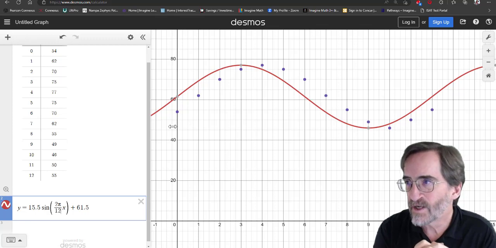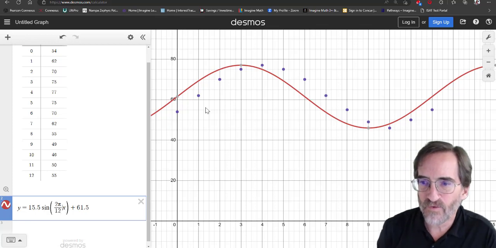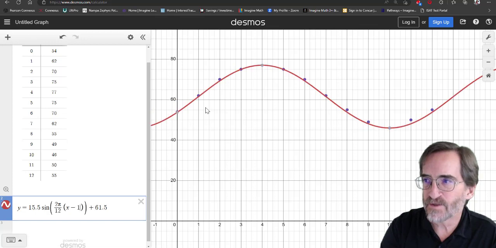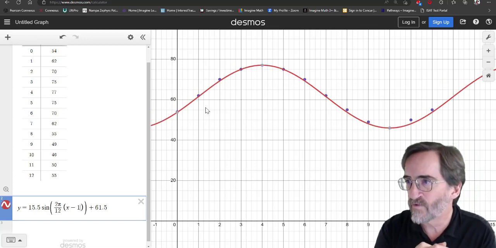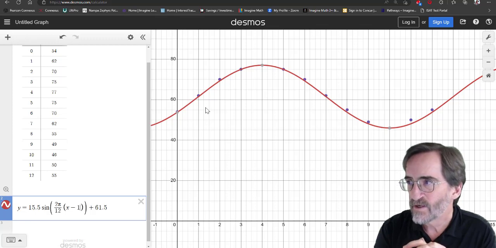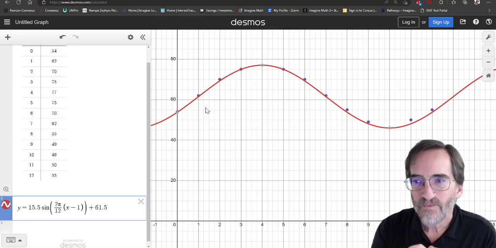Now it looks like I need to phase shift a little bit. The peak occurs about 1 to the right. So I'm going to put parentheses around the x and say minus 1. And there we go. We've got a pretty good fit. It's not perfect. We might try fiddling with it a little bit here. But that's it.